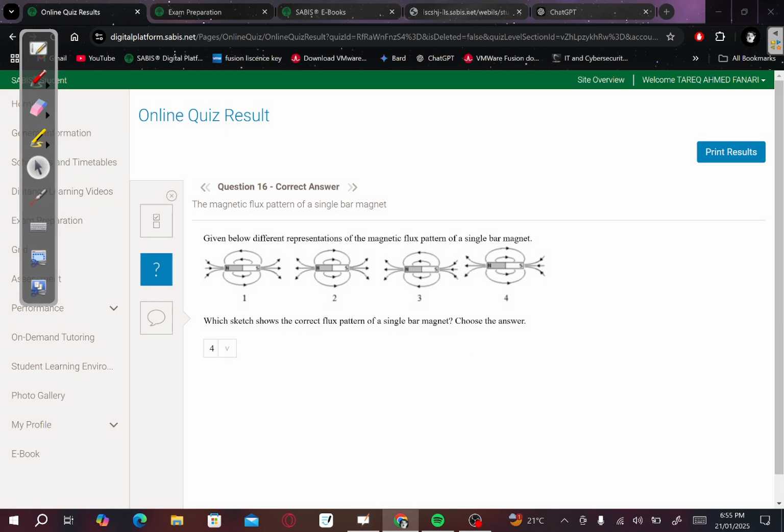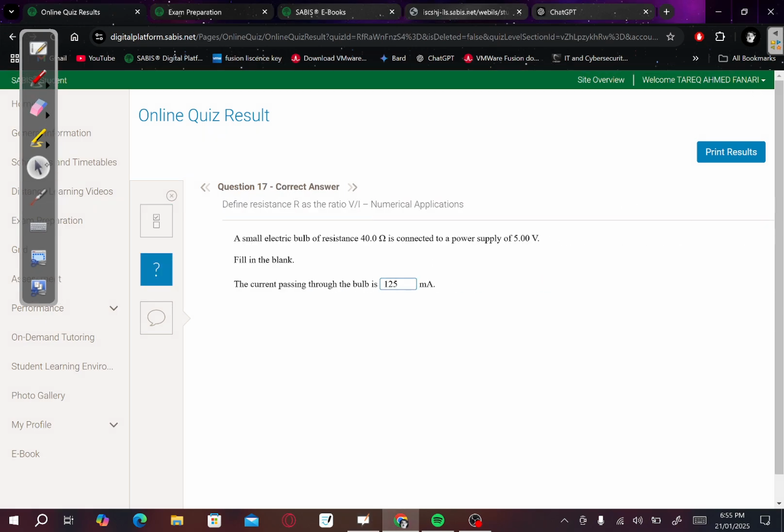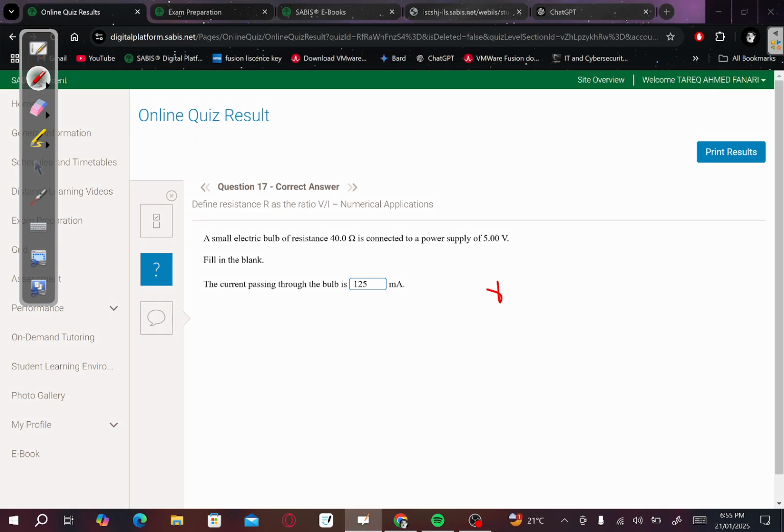Okay, question 17. This is an application of V equals IR. They want I, so I is equal to V over R. The V is 5 and the R is 40. So I is equal to 5 over 40. You do this on a calculator, you get 0.125.